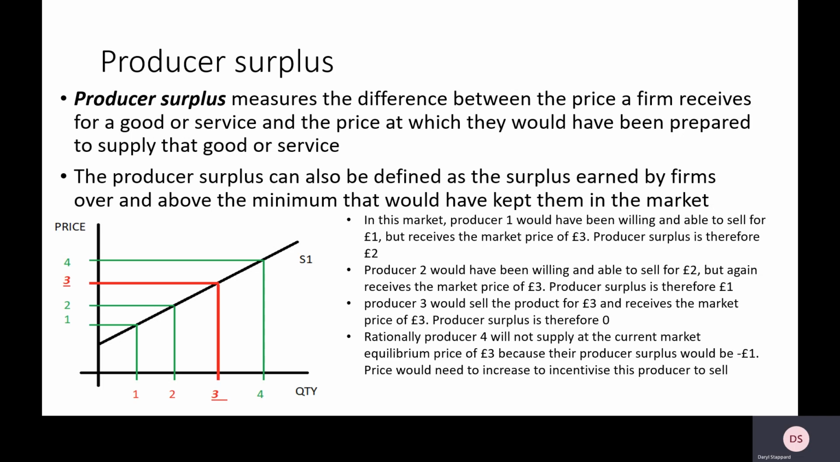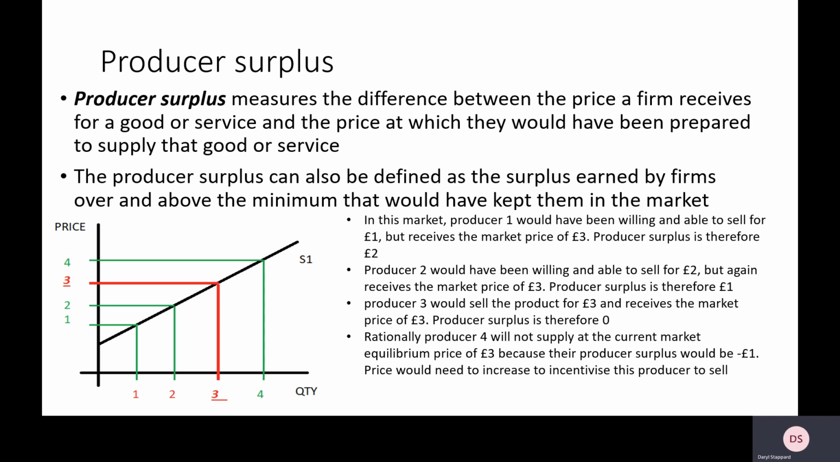For the first firm, they would be willing and able to produce if the market price was £1. The second firm would be willing and able to produce if the market price was £2. The third firm would be willing and able to supply in the marketplace if the price was £3. And the fourth firm would be willing and able to produce if the price was £4. Now, again, what I'm assuming is that the market price is £3.